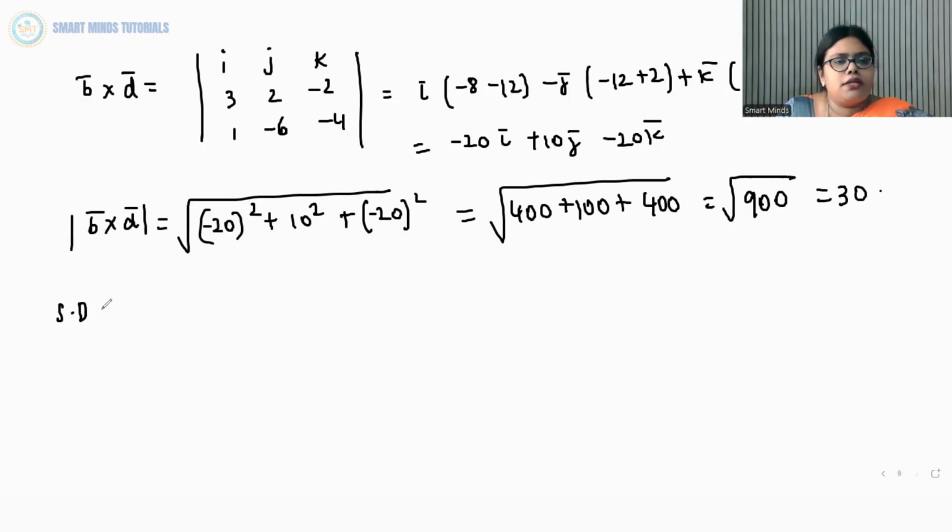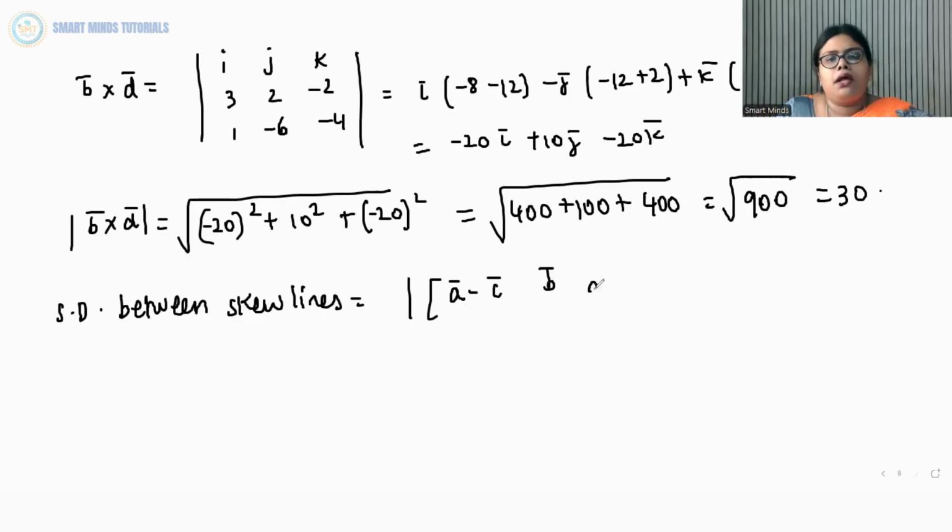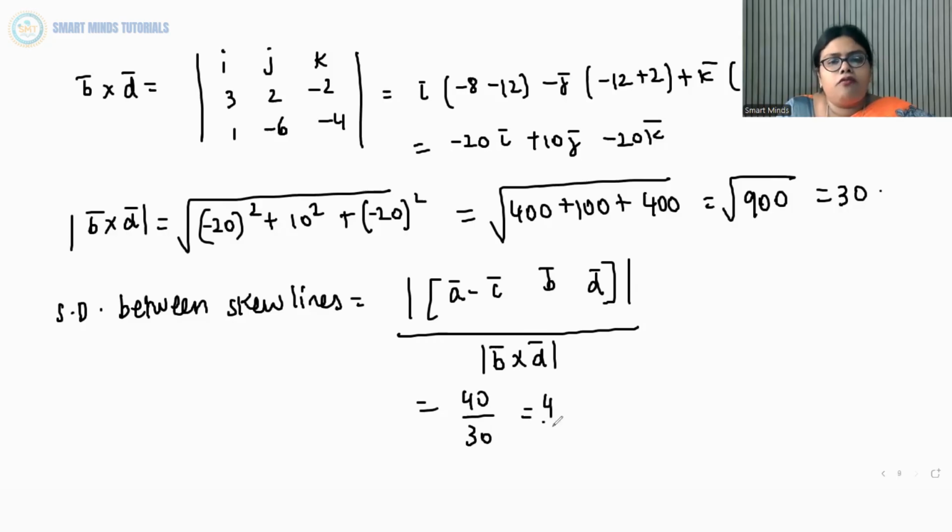Now what is shortest distance between skew lines formula? Let us write the formula once again. That is mod A bar minus C bar, B bar, D bar. Whenever you have something in square bracket, this is called scalar triple product. Okay, by mod B cross D. That is 40 by 30. Answer is 4 by 3.